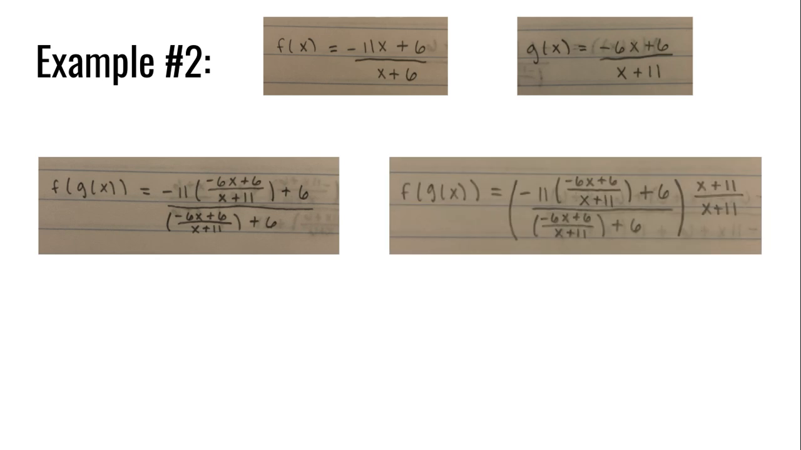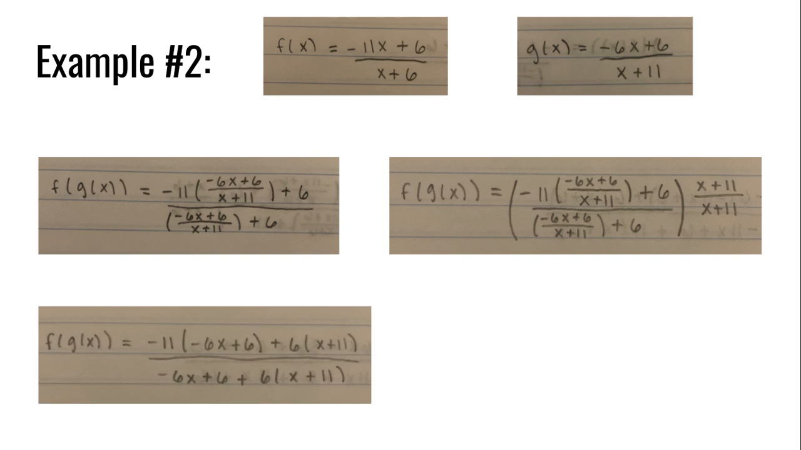Then, like before, to get rid of the fractions in our function, we're going to have to multiply the numerator and denominator by x plus 11. So by distributing this into the function, we're going to see that the x plus 11 cancels out in both fractions, and you'll get that negative 11 times negative 6x plus 6 times x plus 11 over negative 6x plus 6 times x plus 11 is our new function.